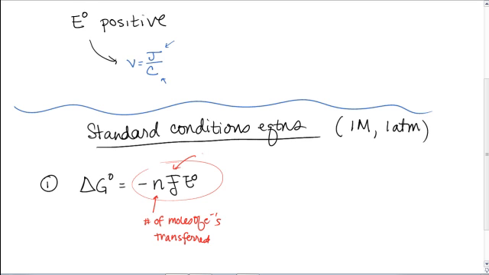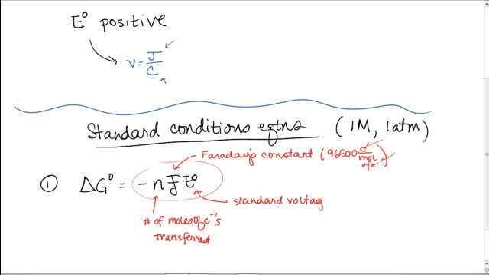F is Faraday's constant, which is, I believe, given on the useless information sheet, so you should check. It's 96,500 coulombs per mole, and that's really per mole of electrons. So it's a unit of basically how much charge you get per mole of electrons. E0 is the standard voltage.